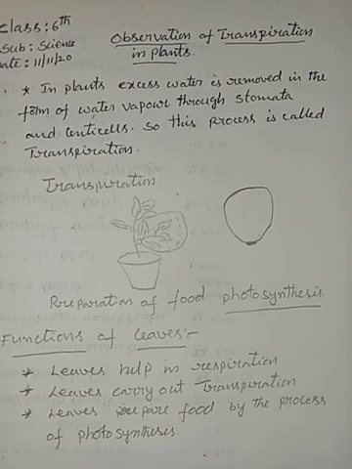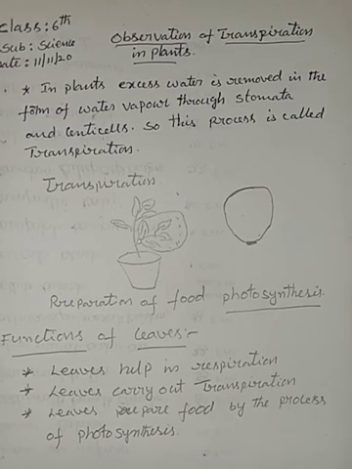Okay, what is meant by transpiration? In plants, excess water is removed in the form of water vapor through stomata and lenticels. So this process is called transpiration. Okay. Transpiration is one of the most important processes in leaves. Okay, children.